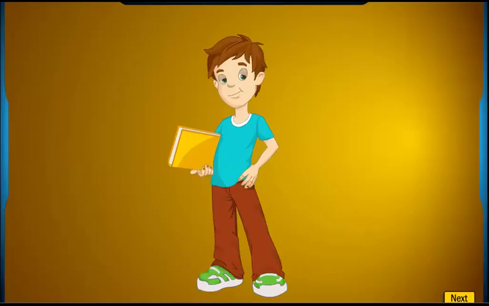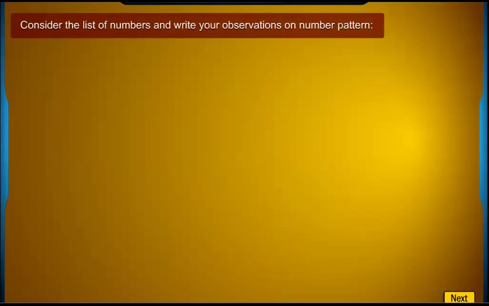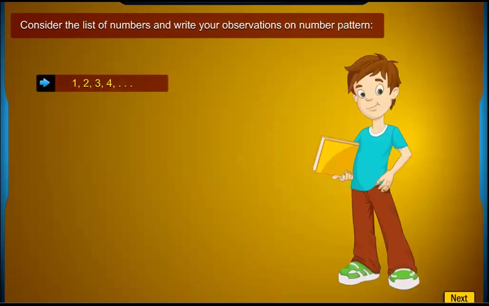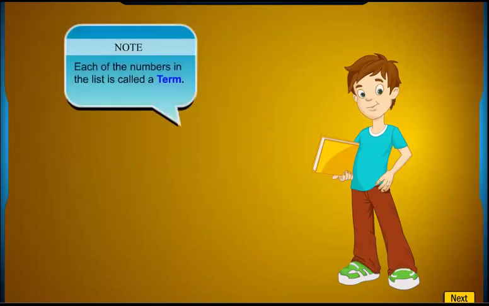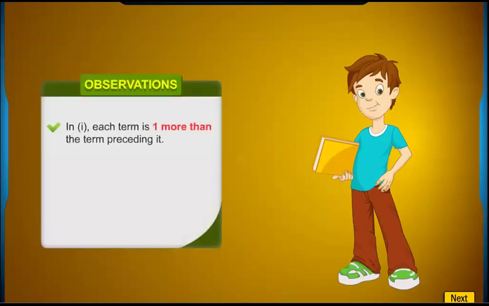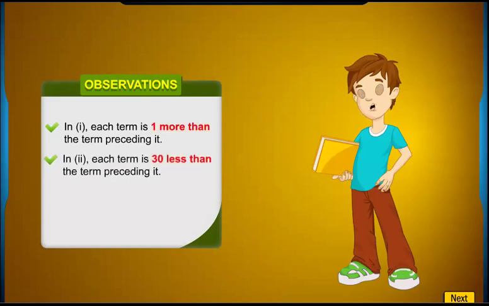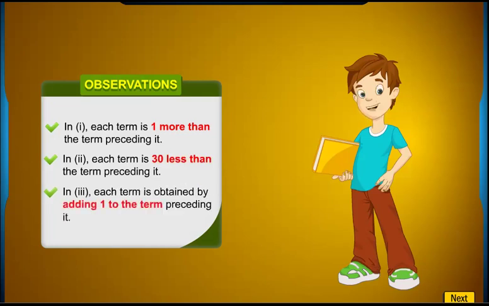Arithmetic progression, an introduction. Consider the list of numbers and write your observations on the number pattern. 1, 2, 3, 4; 100, 70, 40, 10; -3, -2, -1, 0. Note, each of the numbers in the list is called a term. Observations. In 1, each term is 1 more than the term preceding it. In 2, each term is 30 less than the term preceding it. In 3, each term is obtained by adding 1 to the term preceding it.